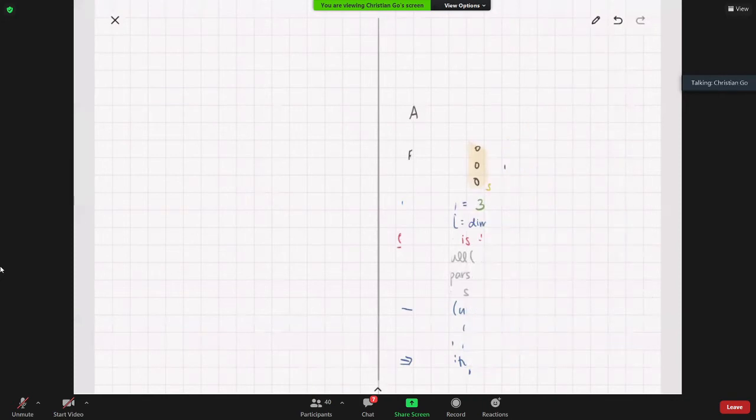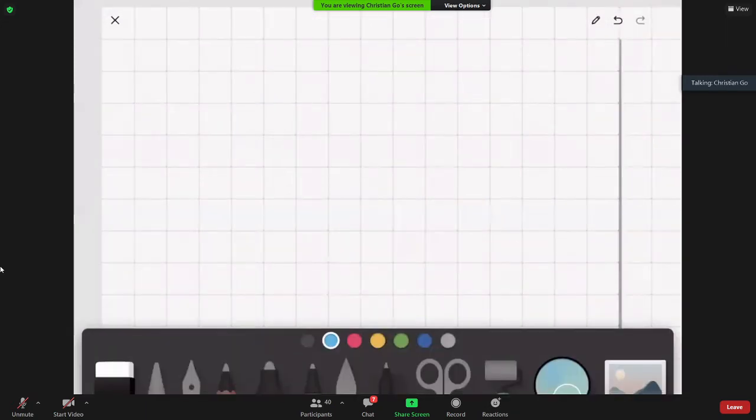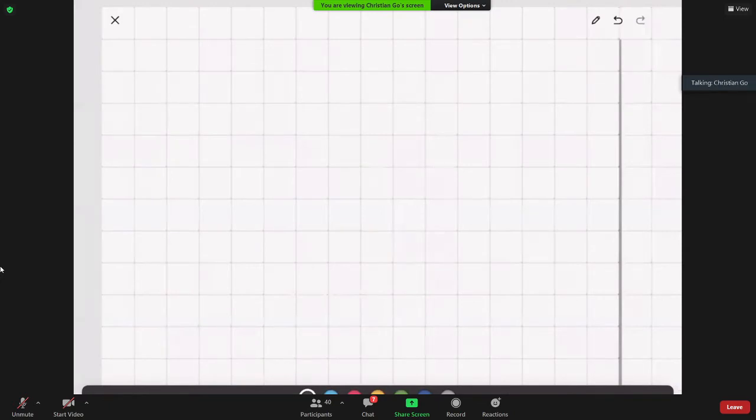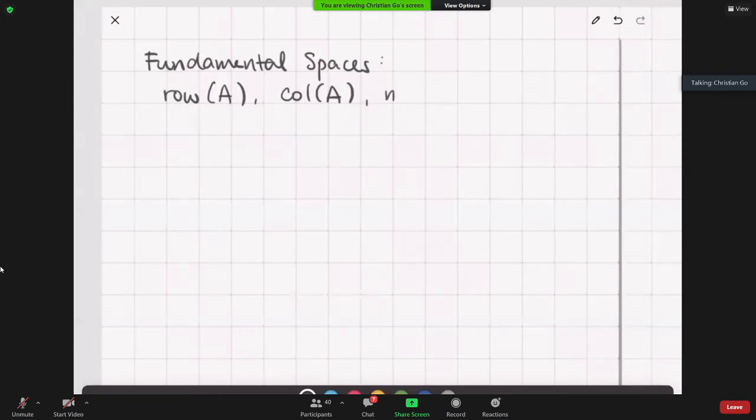Right. What's one thing that we can do to end today's class? Let's just take a look at the rank and the nullity. So let's do a quick recap. What we did today was we explored the fundamental spaces, of which there are 3. Right? We have the row space, the column space, and the null space. We found bases for each of these fundamental spaces, but we also talked about their dimensions, in particular, the rank and the nullity of a matrix.